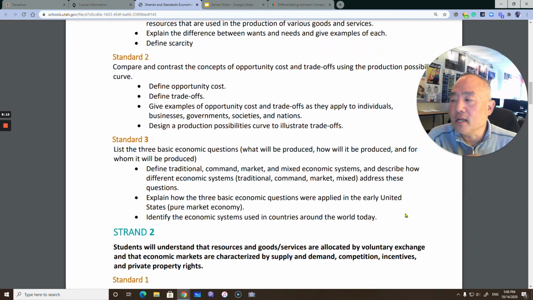Moving on to strand number 3, or standard 3, you need to list the basic economic questions. These are 3 basic economic questions. The first is, what will you produce? The second is, how will you produce it? And the third economic question is, for whom? What, how, and for whom will you produce?